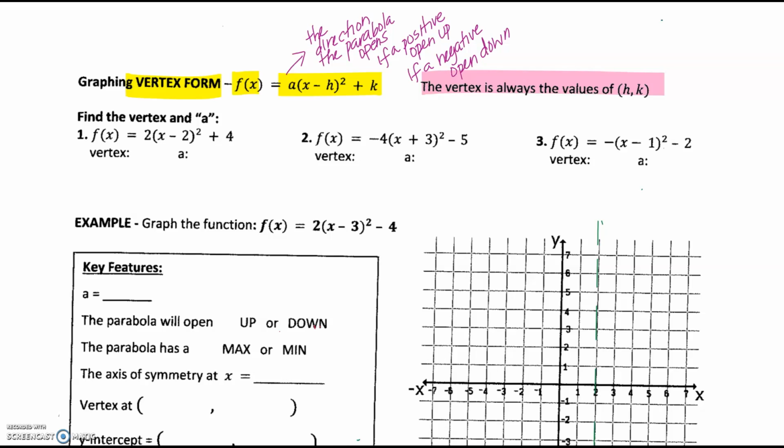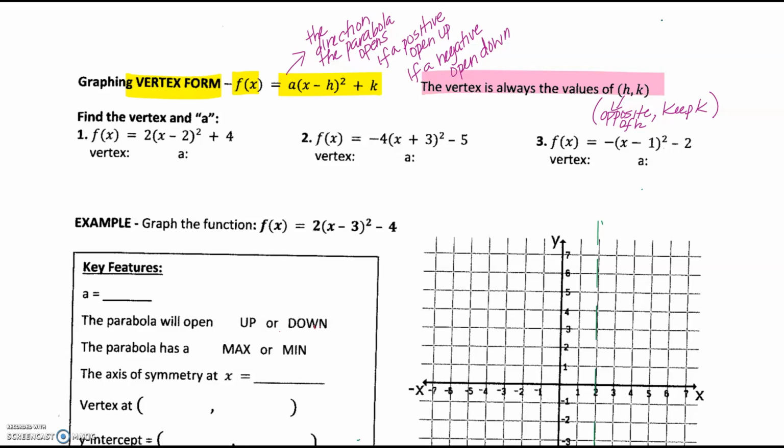The thing you have to know when you identify the value of h and k, you're going to take the opposite of what is there. So we'll talk about what that means in a minute. And you'll keep whatever k is. Okay, so that's kind of an ordered pair. Take the opposite of h and keep k. What does that mean? Well, let's look at number 1, and that'll help us. Find the vertex and a. In number 1, we have f of x equals 2 times the difference of x minus 2 squared plus 4.